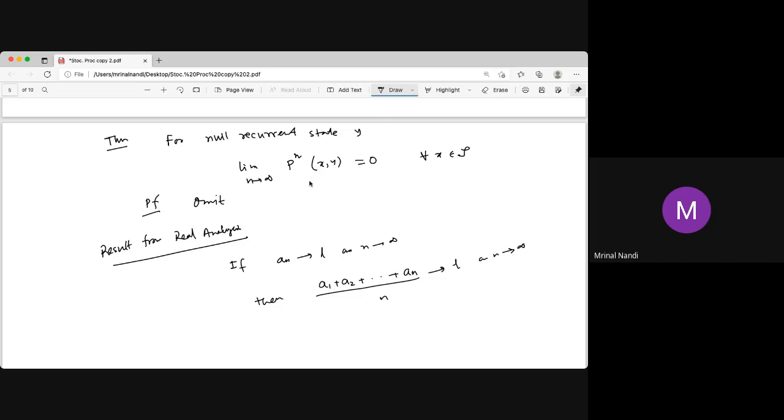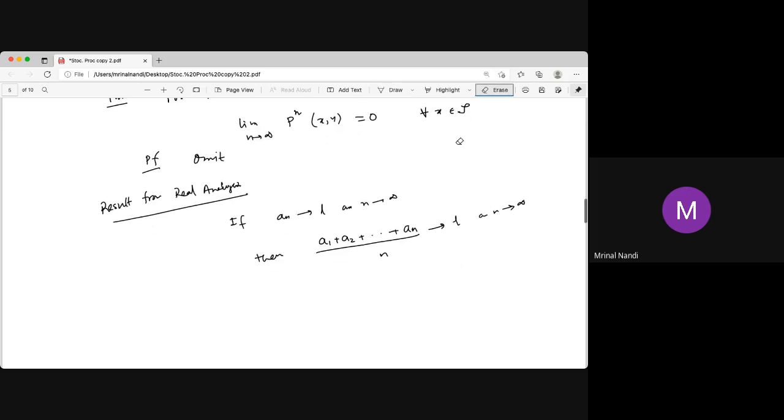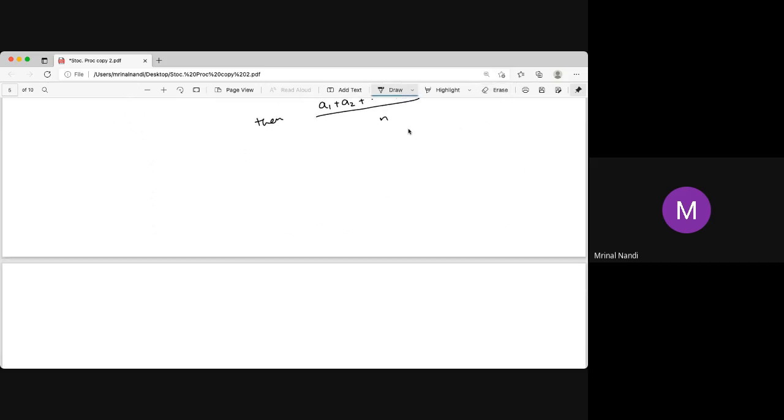Each term actually goes to 0 as n tends to infinity. So starting from x, the probability of visiting y after n steps goes to 0 for null recurrent states. That's why it is called null recurrent. It will visit y with probability 1, but as n tends to infinity, that probability goes to 0.